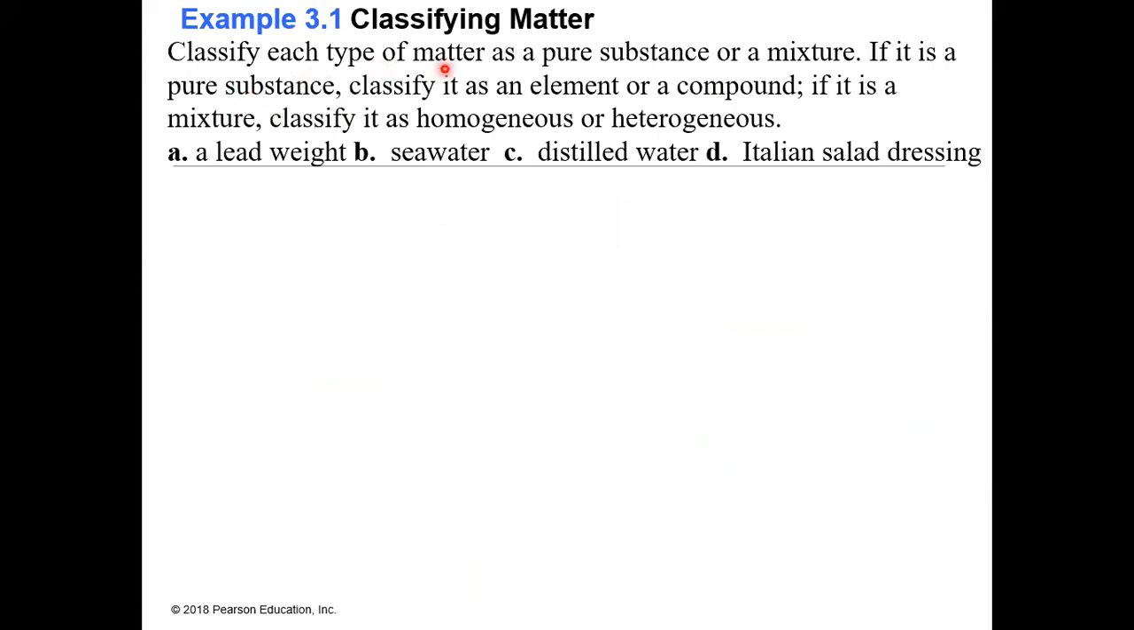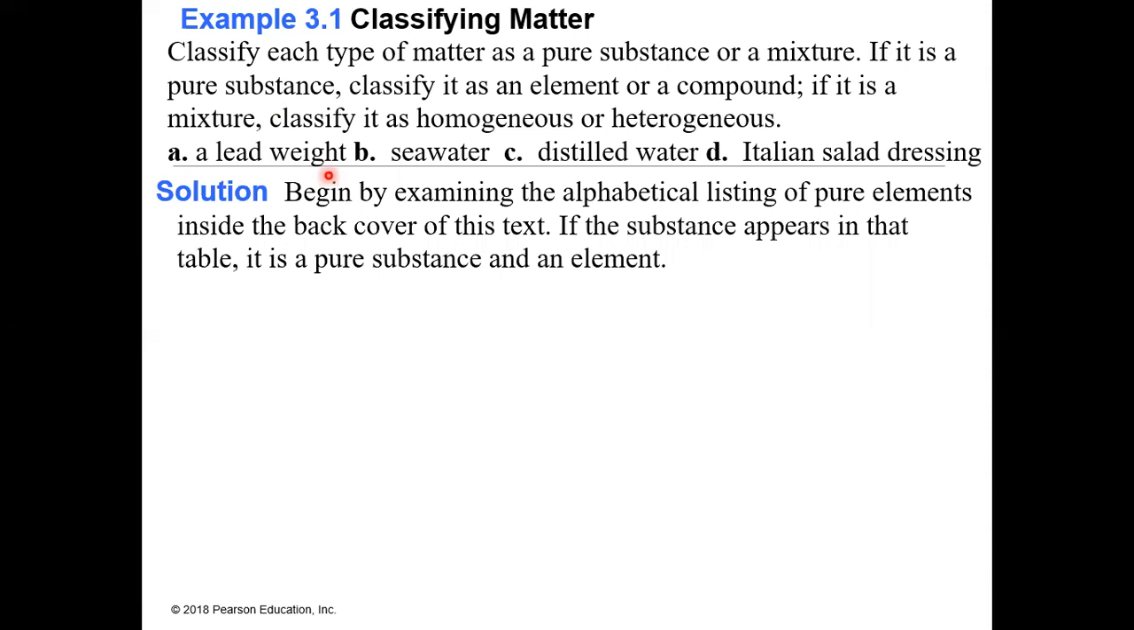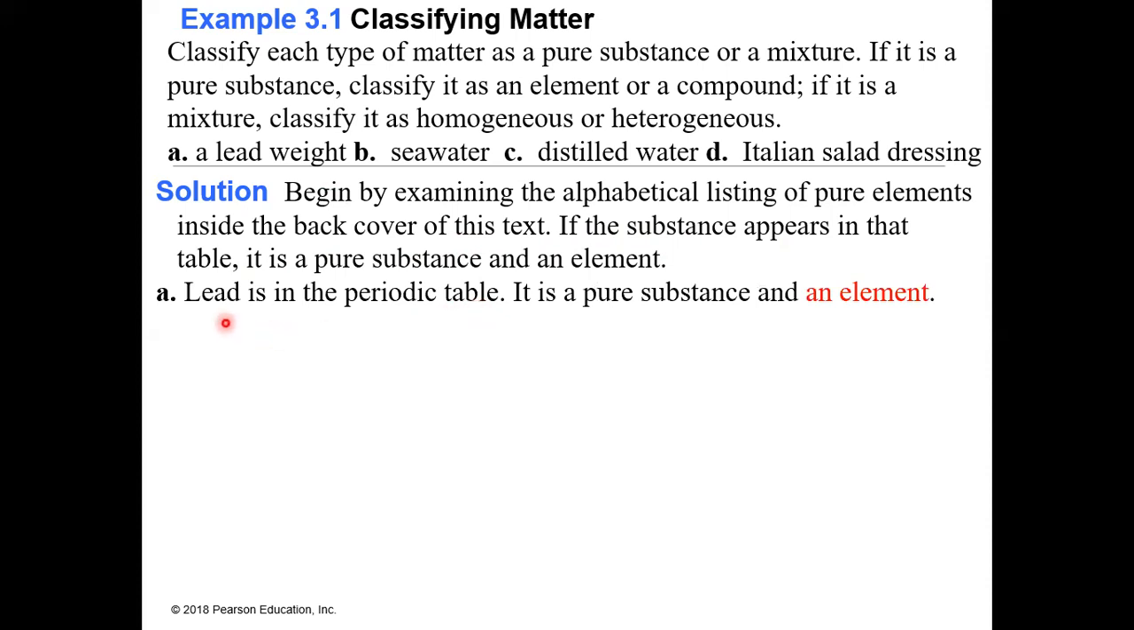Example 3.1, classifying matter. Classify each type of matter as a pure substance or a mixture. If it is a pure substance, classify it as an element or compound. If it is a mixture, classify it as a homogeneous mixture or heterogeneous mixture. So first is lead weight. So that's lead. We'll begin by examining the alphabetic list of the pure elements inside the back cover of this textbook. If the substance appears in that table, then it's a pure substance, that means an element. So lead is in the table, so therefore it's a pure element.